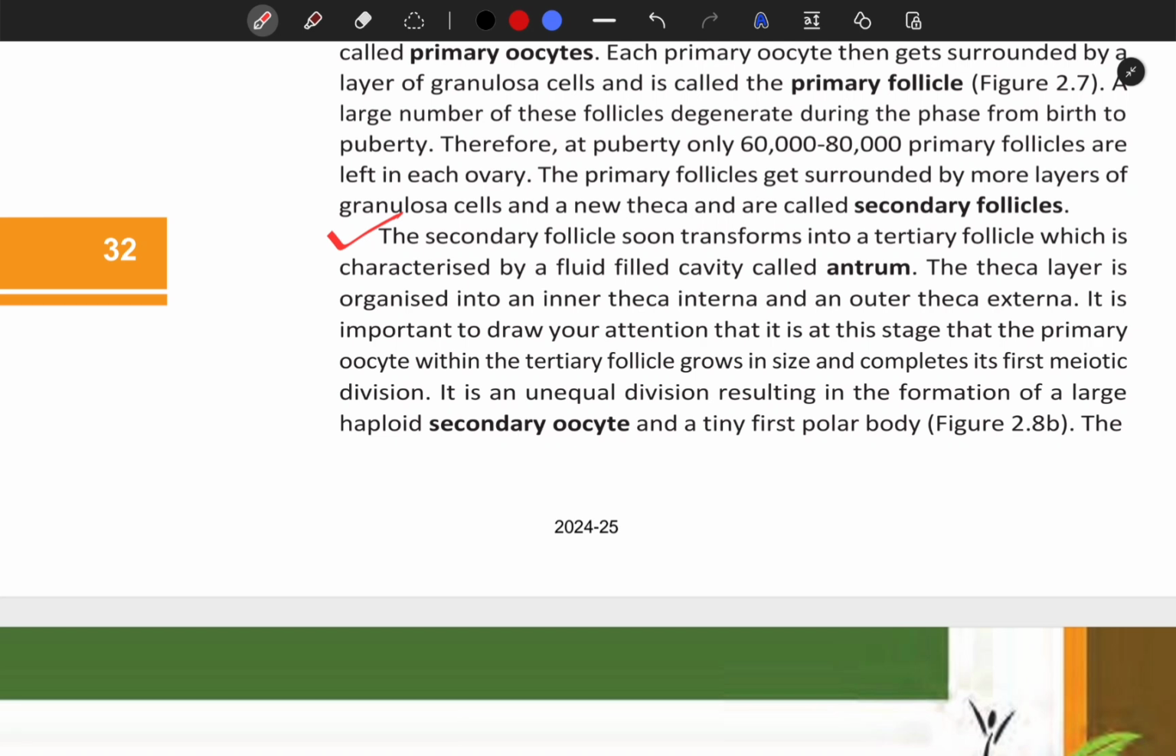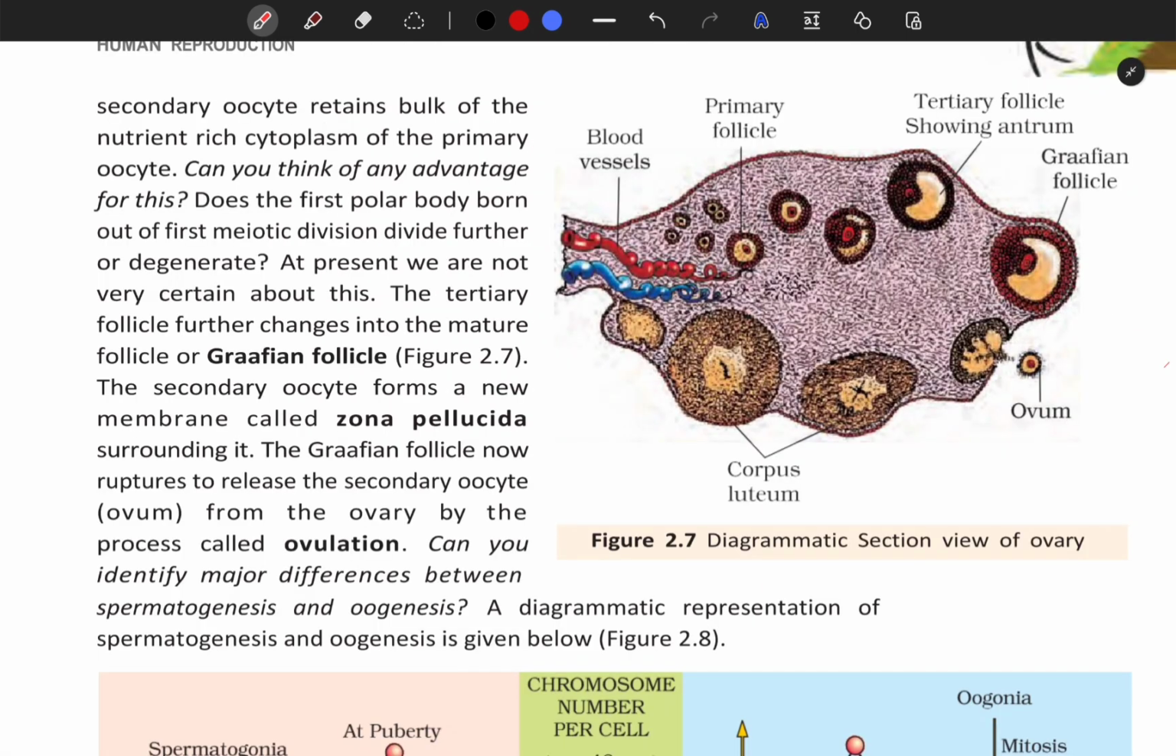It is important to draw your attention that it is at this stage that the primary oocyte within the tertiary follicle grows in size and completes its first meiotic division. It is an unequal division resulting in the formation of a large haploid secondary oocyte and a tiny first polar body. The secondary oocyte retains bulk of the nutrient-rich cytoplasm of the primary oocyte. Can you think of any advantage for this?